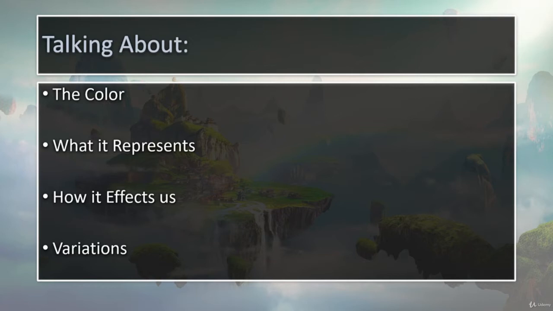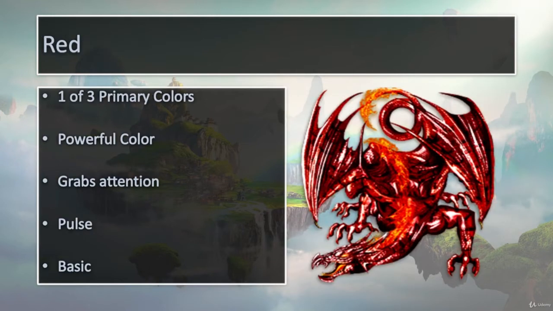In this little lecture I'm going to be talking about the color, what it represents, how it affects us, and variations. This is pretty much going to be the staple for every single color. We're going to be talking about more or less the same things: what they represent, the effects, and the variations of colors, and how they affect our psychology. So without further ado, let's get started with the color red.